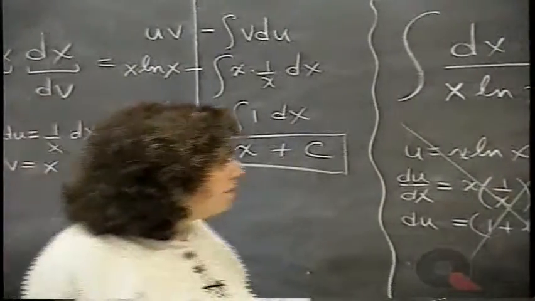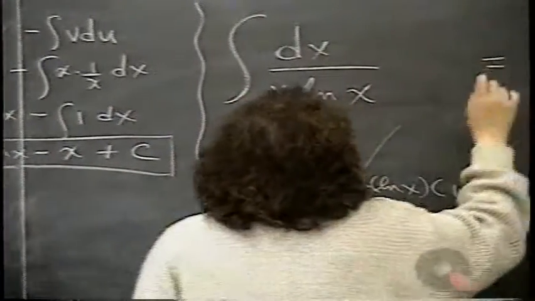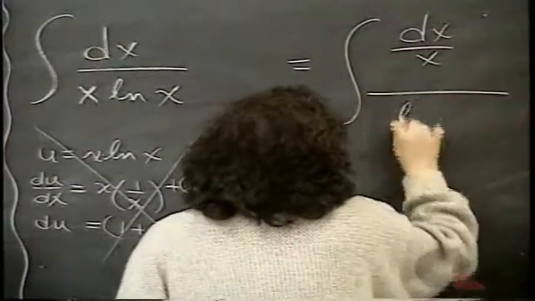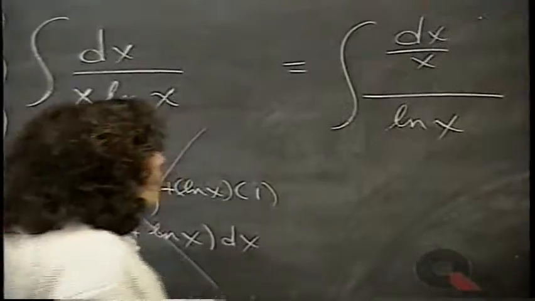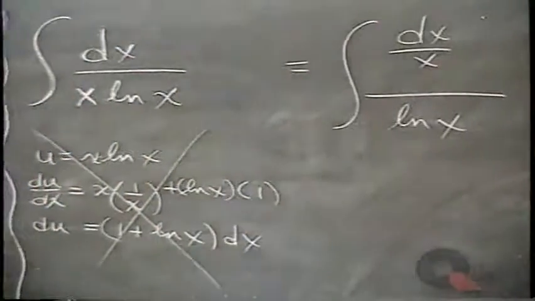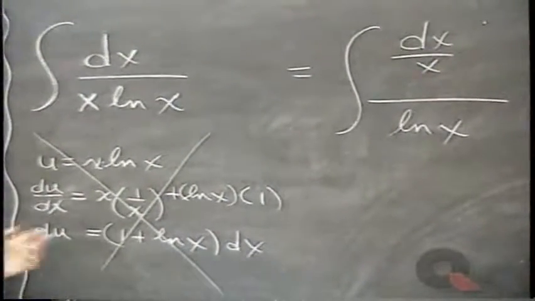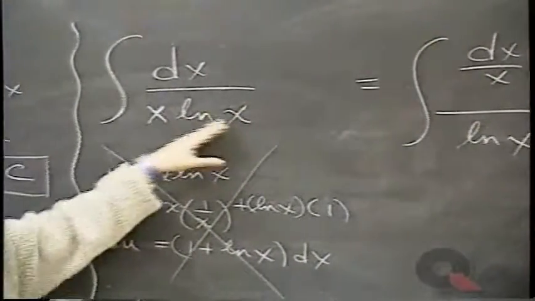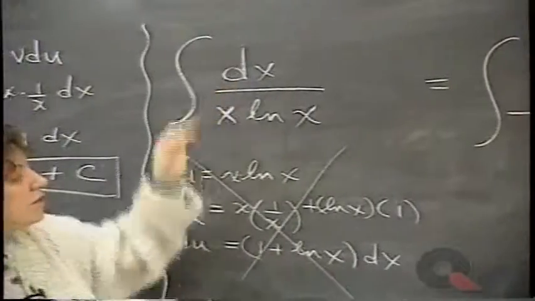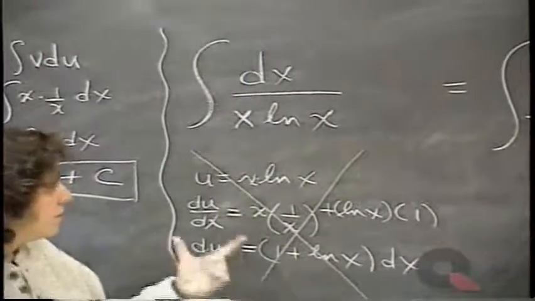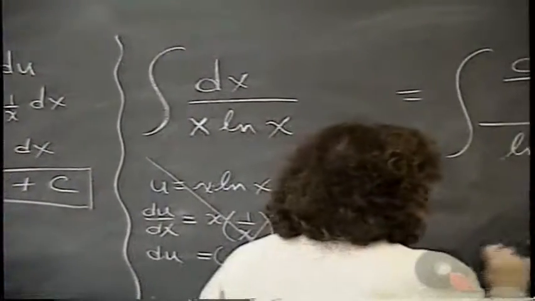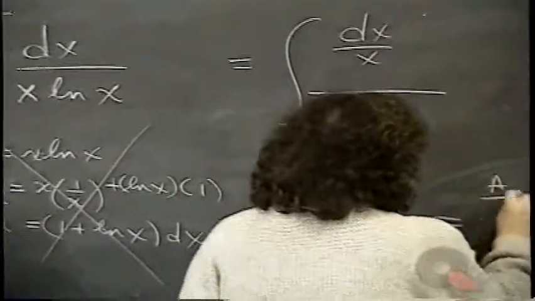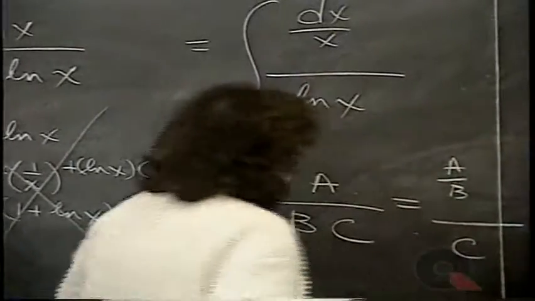This doesn't work. However, if you were to rewrite this as, say, dx over x over ln x, in other words, and let u simply be ln x, then you would have du over u. In other words, nobody says that u has to be the entire denominator. Any factors that you don't want in the denominator can be moved into the denominator of the numerator. For example, if I have a over bc, I can rewrite this as a over b divided by c.